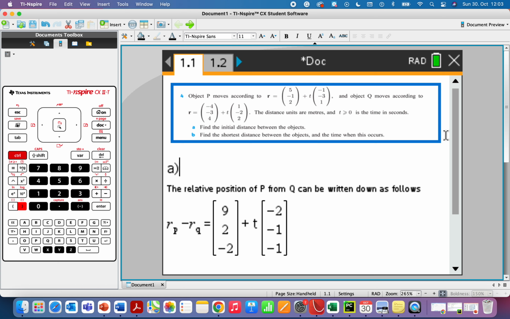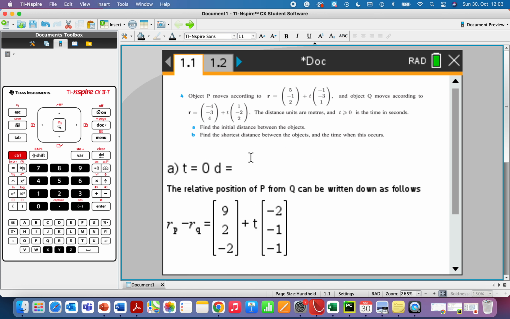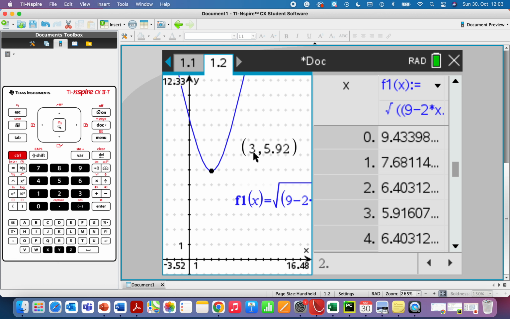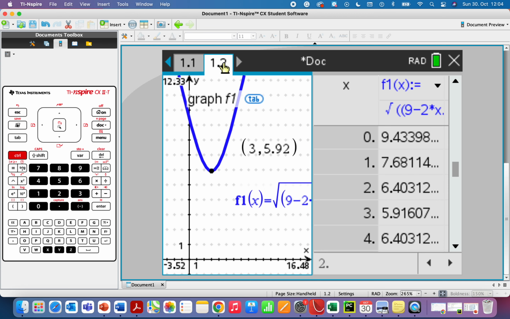So A, the actual answer now. The initial distance when t equals 0, d equals 9.43. And B, again we do three significant figures, t equals 3, okay, so that's exactly 3, and it's 5.92. t equals 3 seconds, and d equals 5.92 meters. Let's just check that one again.